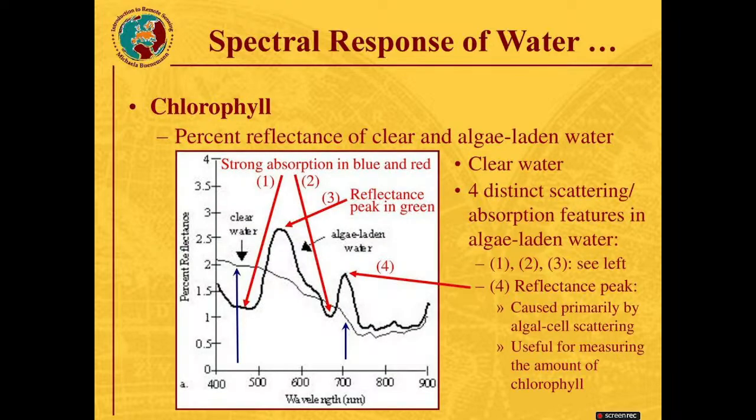Okay, so for that, in this case we also get this type of chart. Basically, it shows the strong absorption in the blue and red. So remember that when you want to work with chlorophyll, we work with the blue and red bands. All of these things I will try to show you practically when I work. In this chart, simply remember that for chlorophyll, mainly it is the percent of reflectance of clear and algae-laden water. There will be a reflectance peak in the green, and strong absorption. Mainly chlorophyll strongly absorbs in the blue and red bands.